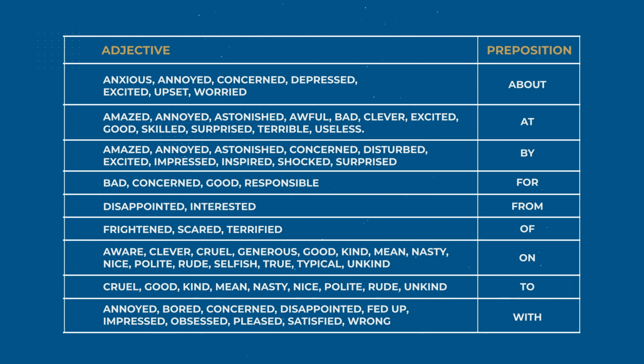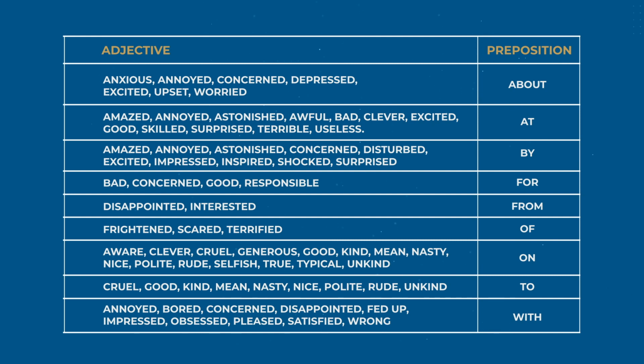Again if I talk about some more, like we have disturbed, excited, impressed, shocked, we have the preposition by. They form a good collocation with these adjectives, right. We have more like bad, concerned, good, responsible. We have a preposition for, like you are responsible for your success or failure.